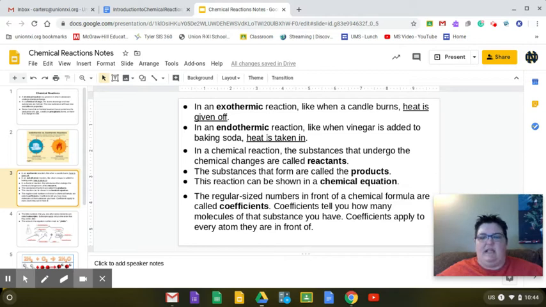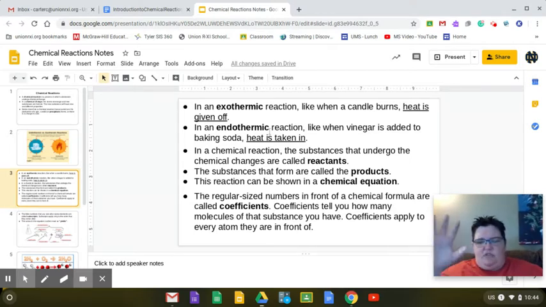Endothermic, it's taken in. An example of that would be vinegar and baking soda. When that happens, if you ever touch the glass that it's in, you should feel it's a little bit cooler than it was before. And that's because the heat of the glass is being taken in. And so it's an endothermic.